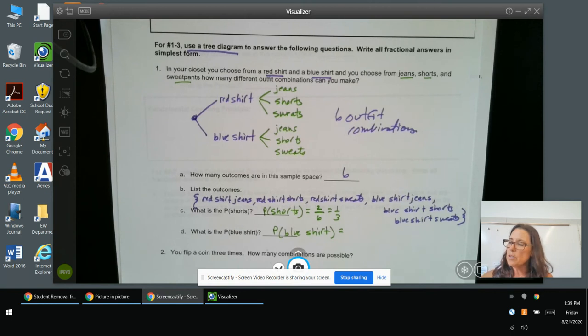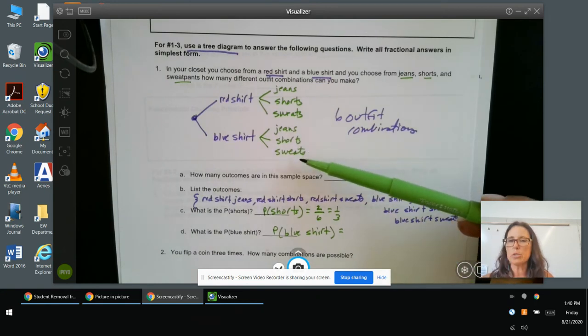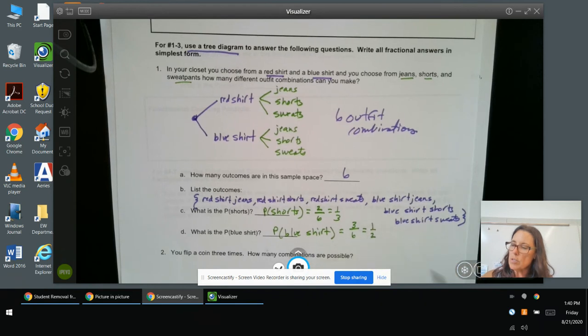So blue shirts, you can either look here in the list or you can look here in the tree diagram. I see 3 different blue shirt options: blue shirt with jeans, blue shirt with shorts, blue shirt with sweats. I see 3 different options that contain a blue shirt out of the 6 total outcomes. Okay, and again, make sure you're reducing it to simplest form, 1/2. Any questions on that one?